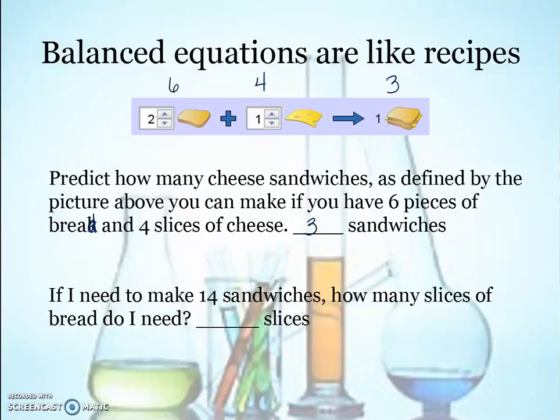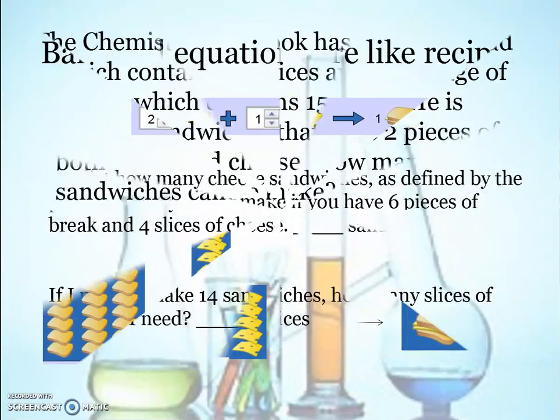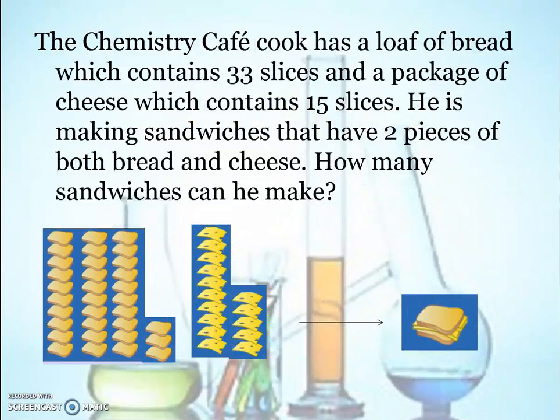All right, what if I needed to make 14 sandwiches? How many slices of bread would I need? Well, for 1 sandwich, we need 2 pieces of bread. If we need 14 sandwiches, we would need 28 slices of bread. And that's stoichiometry.